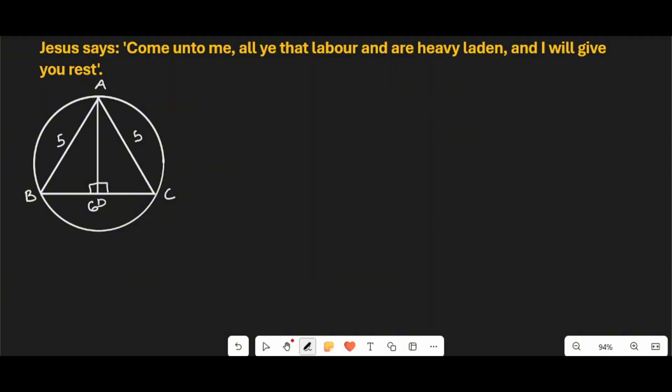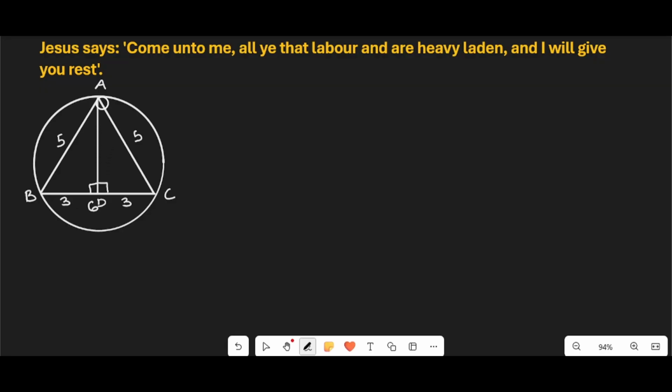Now, note that lines BA and CA are 5 units, which implies that triangle BAC is an isosceles triangle. And because triangle BAC is an isosceles triangle, this line bisects BC into two equal halves. So we can say from this point to this point is 3 units, and from this point to this point is 3 units.